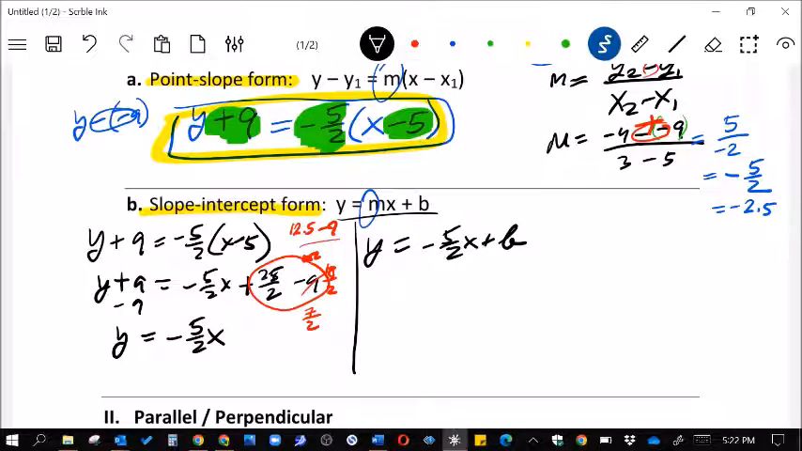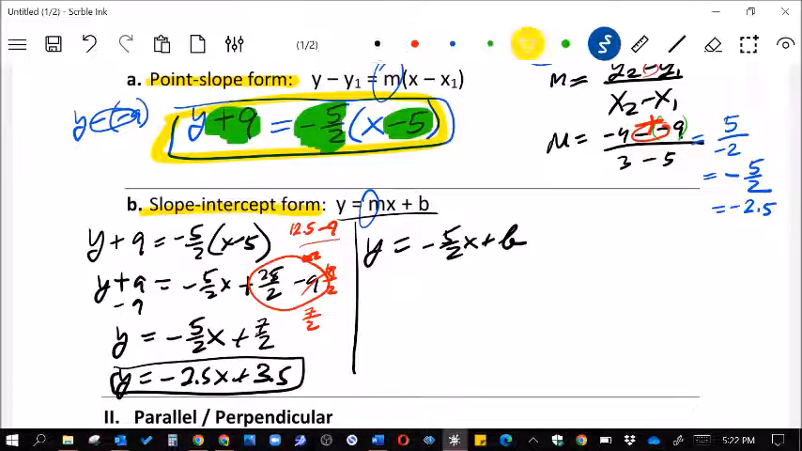So that means that this becomes 7/2, or in decimals, -2.5x plus 3.5. Which way? I don't care which way, as long as you show the work that you do to get to either the one with the fractions or the one with the decimals.